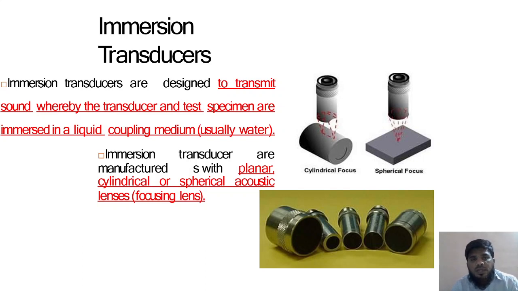Immersion transducers are designed to transmit the signals with the transducer and the test specimen both immersed in some kind of liquid. Generally it is water; it can be other fluids, but generally we use water. Immersion transducers are manufactured as planar, cylindrical or spherical acoustic lenses.